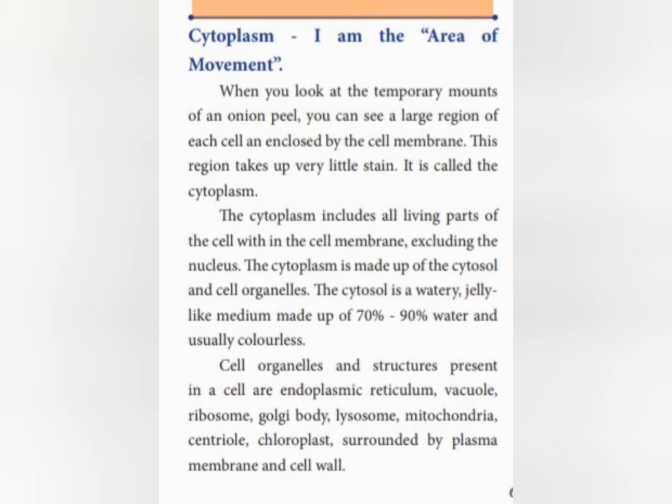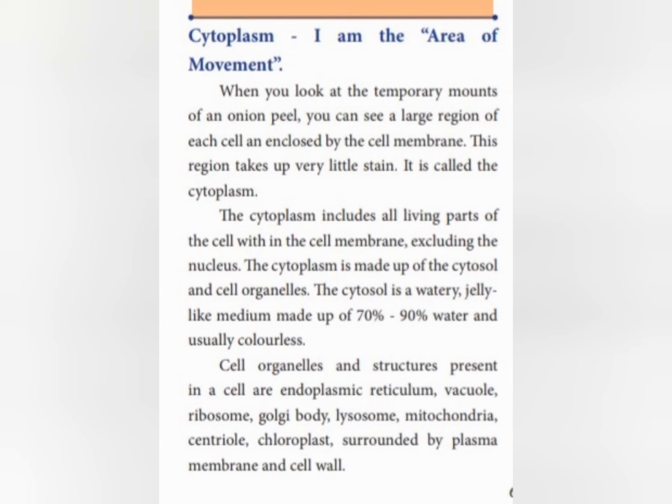The cytoplasm includes all living parts of the cell within the cell membrane, excluding the nucleus. The cytoplasm is made up of cytosol.